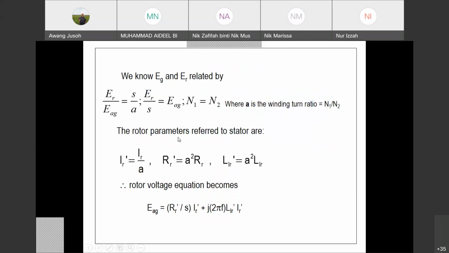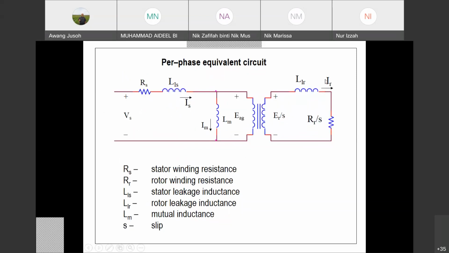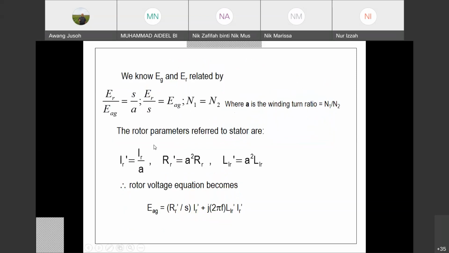And we know that when we refer everything to the stator, we use this relationship. For example, if you want to know IR prime, that stands for the rotor current referred to the stator. This is the relationship for the current, and the relationship for R prime. R prime means we refer the rotor to the stator side. Similarly for the inductance, we refer the rotor inductance to the stator side.